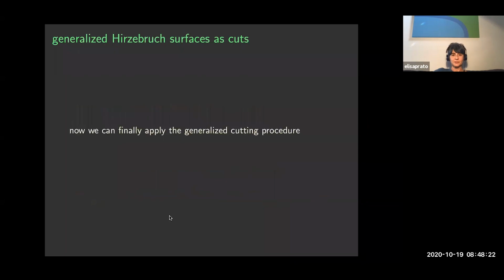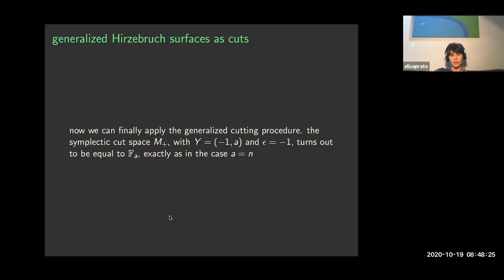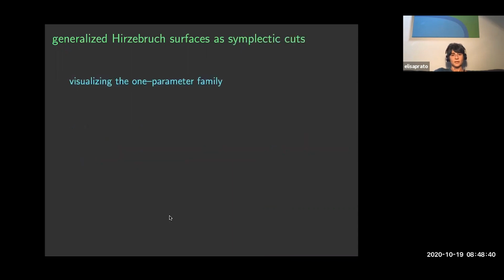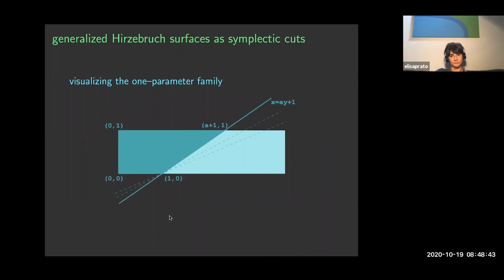So basically we apply the generalized cutting procedure, and we get that the FA, the generalized Hirzebruch surface, is the cut M plus, exactly like in the smooth case. So this is a nice way of visualizing the one parameter family of Hirzebruch surfaces. If we look at the level of the polytope, we see this trapezoid varying as A varies and this line moves.